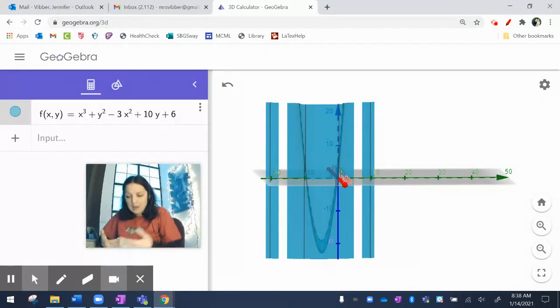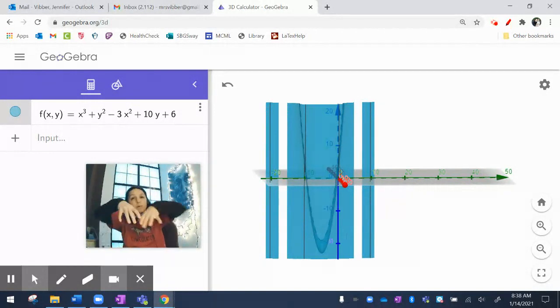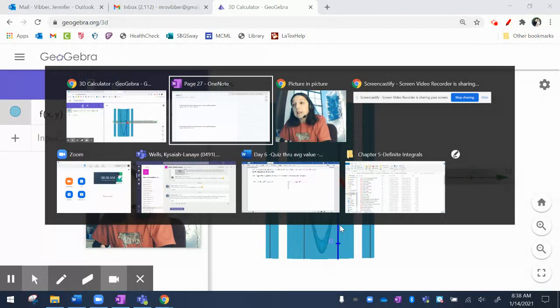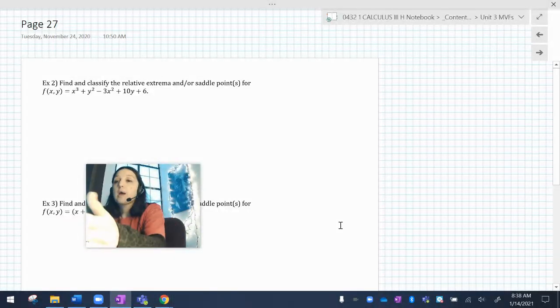When you sit on a saddle, you got like the front part coming up in front of you, the back part going out behind you, but your legs can go down the side. All right, so I anticipate here I have a relative min and I have a saddle. Let's see if we are correct, which is not guaranteed.